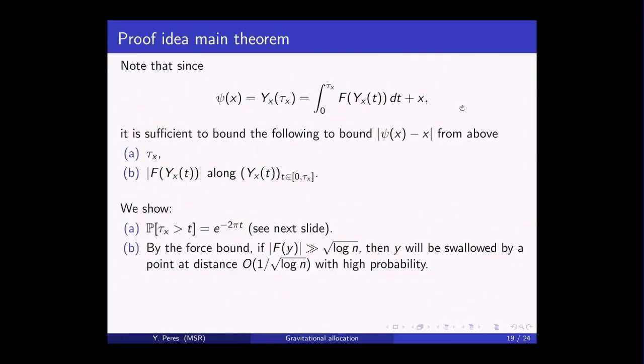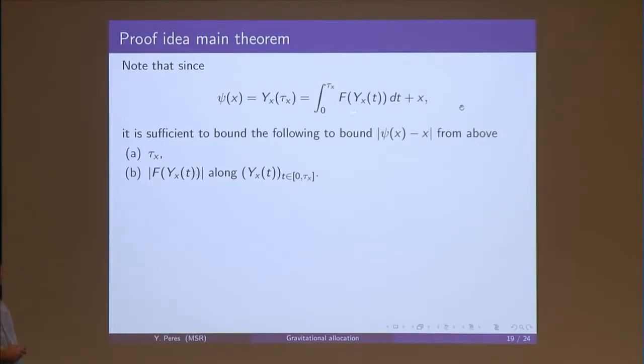So you can also see this from... any questions here about this heuristic? Okay, another calculation which is kind of closer to the rigorous proof starts with this formula. So psi of x is where x is allocated, and that's x plus the integral of the force over the path. Now, the magnitude of the force, we said, is order root log n.